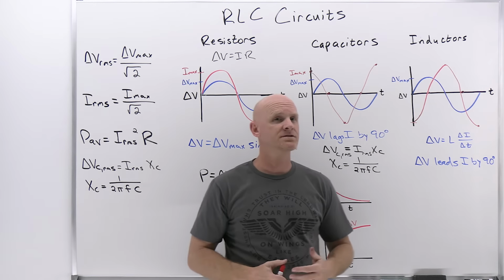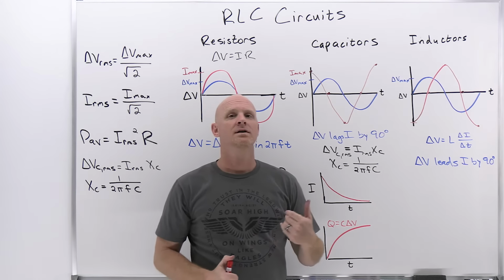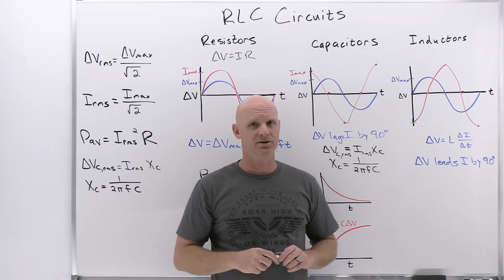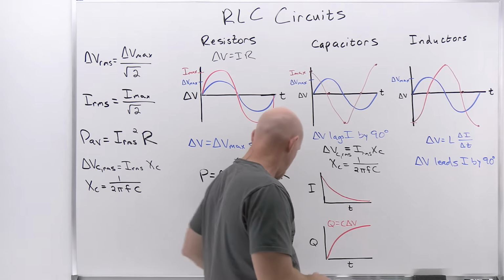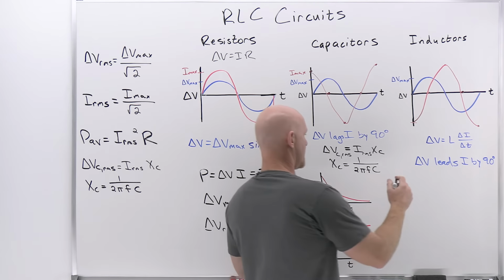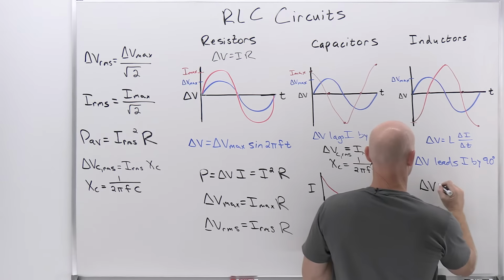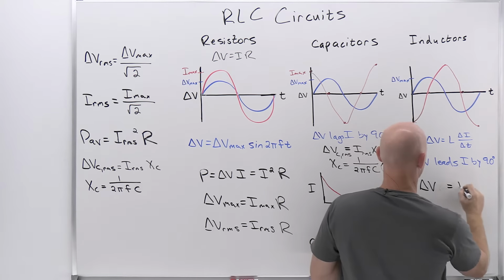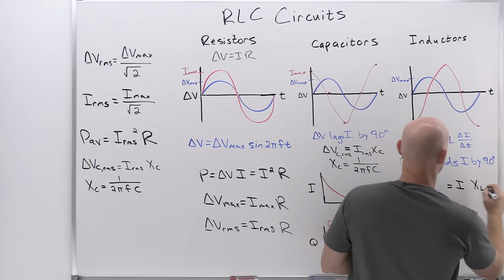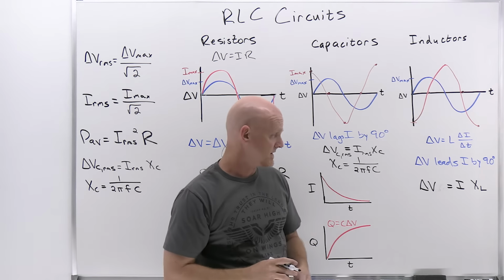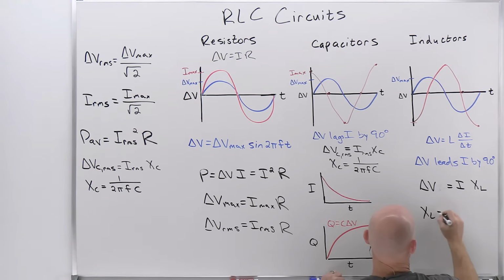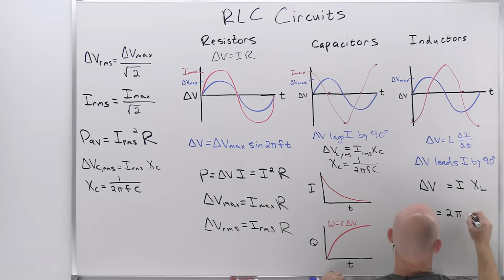So with capacitors, the voltage is going to lag the current, but with inductors, the voltage is going to lead the current, in either case by 90 degrees. All right, once again, we can make an Ohm's law-like equation out of this, where delta V equals IR. Well, in this case, delta V equals I times now the inductive reactance, X sub L, instead of X sub C. And this inductive reactance is equal to 2 pi F times the inductance.